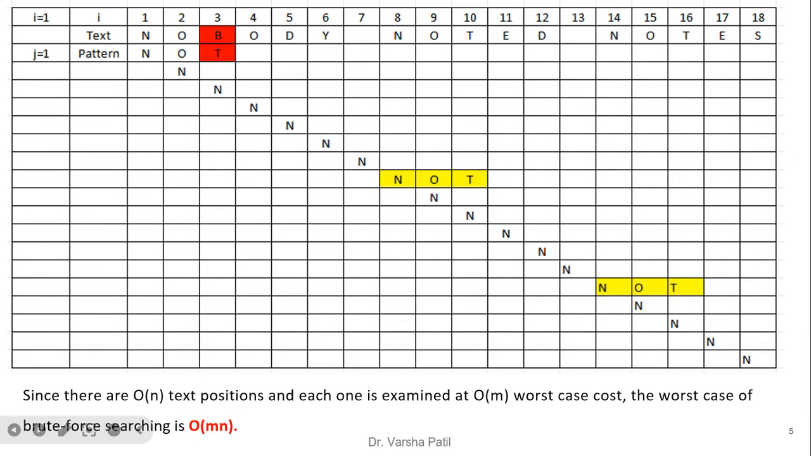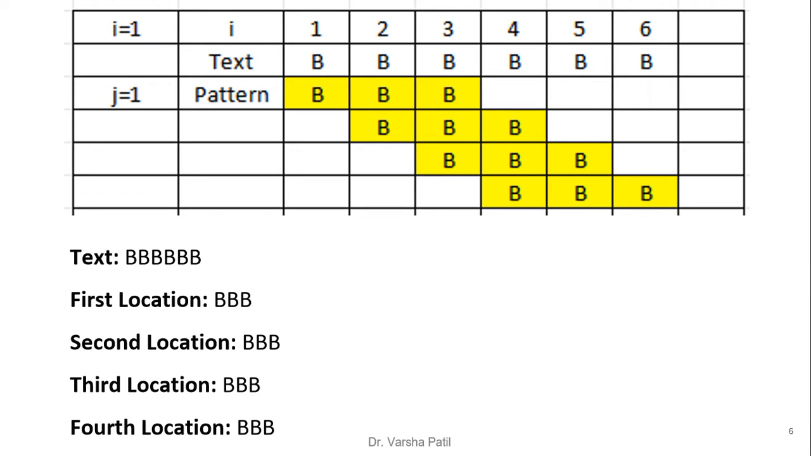There are O of n text positions and each one is examined at O of m cost. The worst case of the brute force algorithm is O of m times n. Now see the next example.